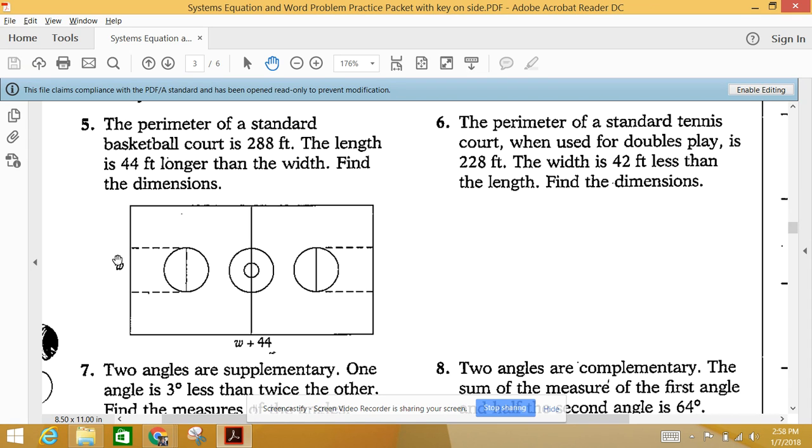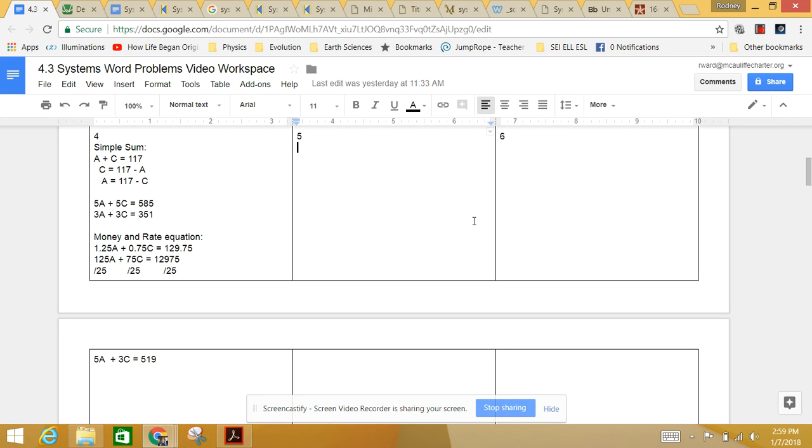So we can actually create two equations pretty quickly. There's a perimeter equation, which is going to be twice the width plus twice the length. So I'm going to go ahead and write that in here. 2W plus 2L, I'm going to use uppercase so it's really clear that's an L, equals 288. That's the perimeter equation. And then L equals W plus 44.